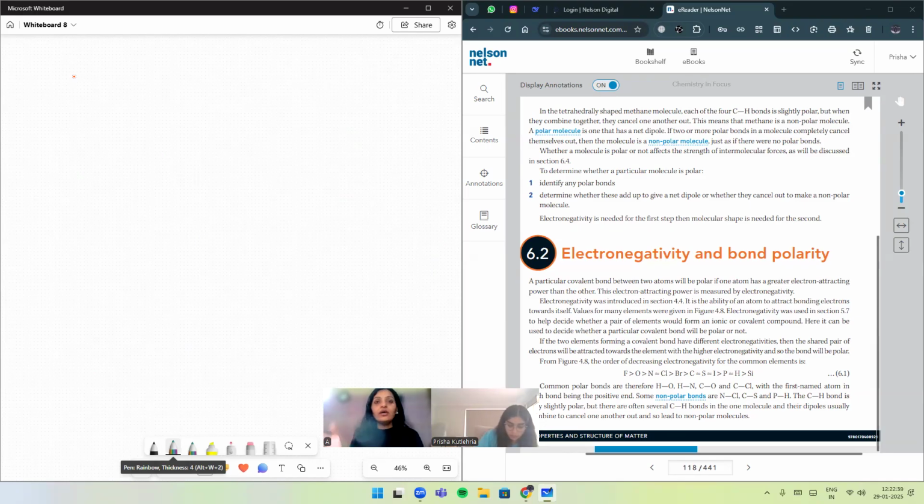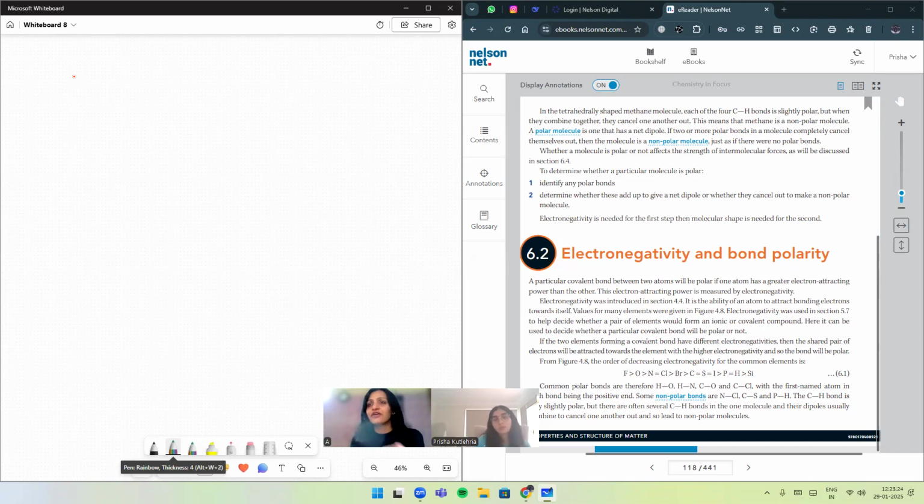Now, if the two sharing elements, the elements who are contributing to the sharing of electrons, out of that, the one who is more electronegative is going to attract that shared pair of electrons towards itself, right? So if the electron is being attracted by a particular element, then we say it is a measure of electronegativity. Now, the shared pair of electrons is being tilted towards that more electronegative element, right?